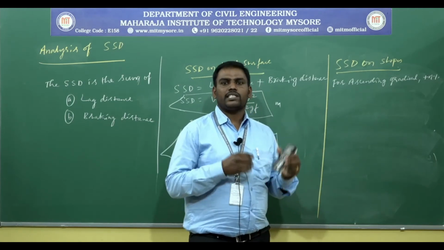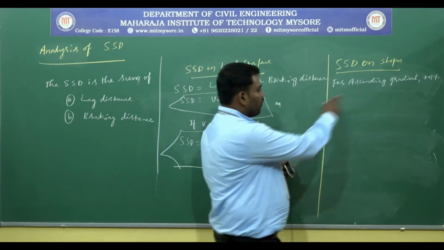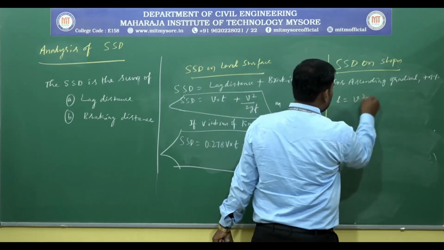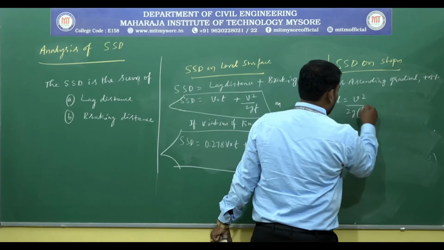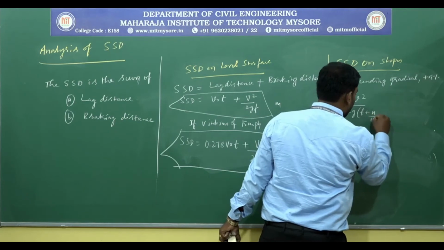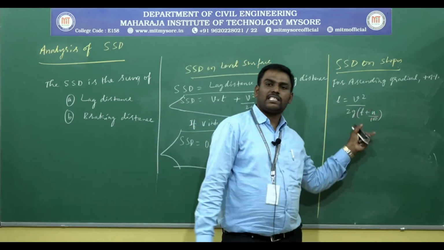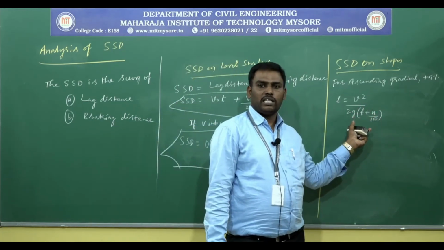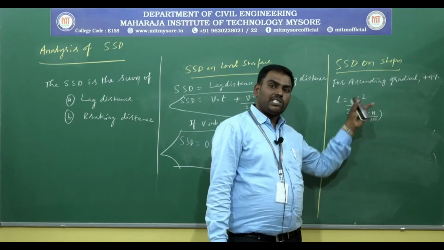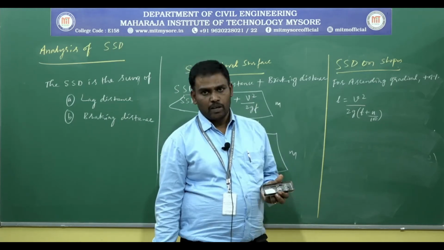Only the braking distance varies on a level road surface and a slope surface. For an ascending gradient of n%, the braking distance L is equal to V square by 2g (f plus n divided by 100). What is that? It is n percentage. If you want that percentage in terms of fraction, that is divided by 100, that is n divided by 100, which is also written as 0.01 n. Was it clear?